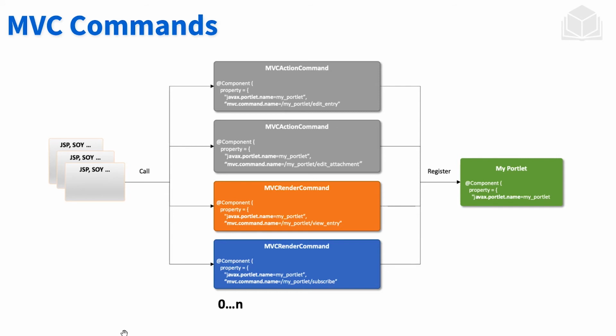So within these MVC Action Command components, we have a property that's set saying I'm listening for a specific portlet. From that portlet, I'm listening for a specific parameter, and I'm listening for a specific type of request, either action, render, or serve resource. So once those three requirements are met, that MVC command is invoked, and then whatever method needs to be called will be called. Whatever processes are programmed within that method will then be invoked.